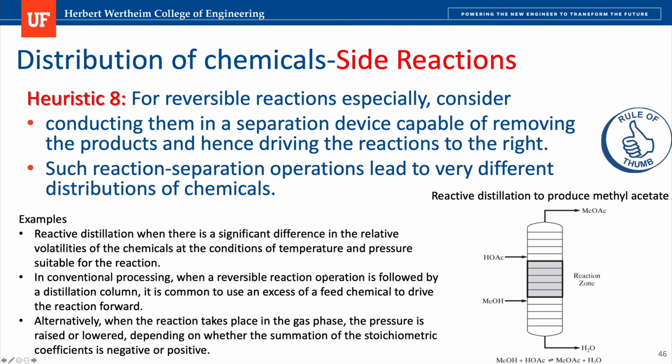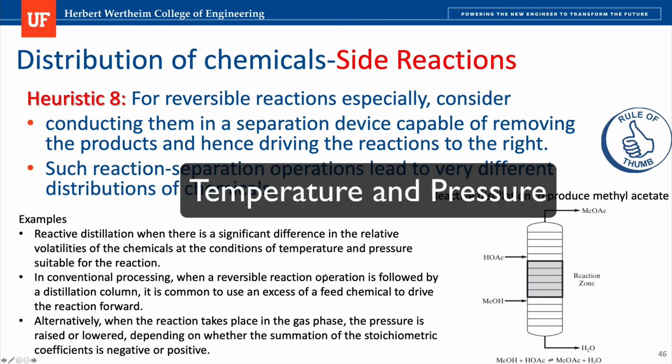Reactive distillation is used when there is a significant difference in the relative volatility of the chemicals at the conditions of temperature and pressure suitable for the reaction. If this difference doesn't exist, in one single column you're not going to be able to have the temperature distribution to extract while you're reacting.